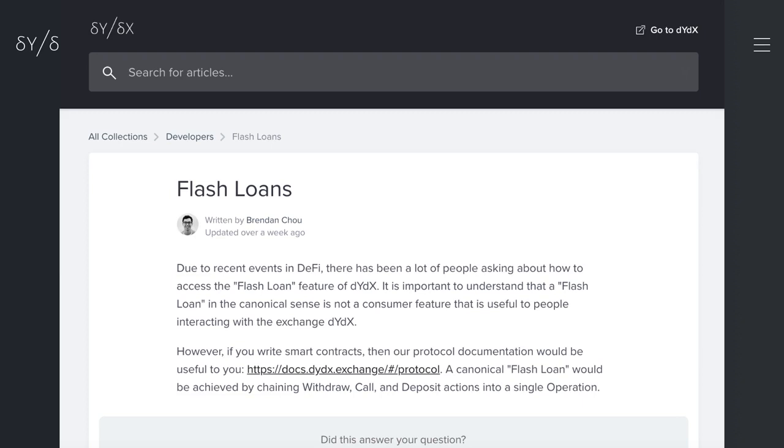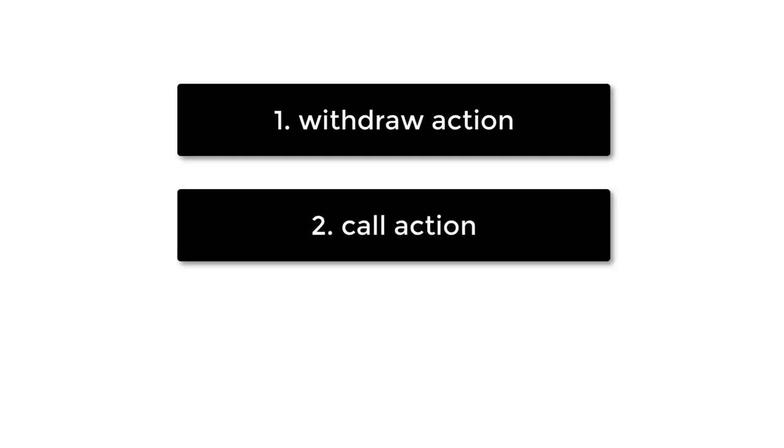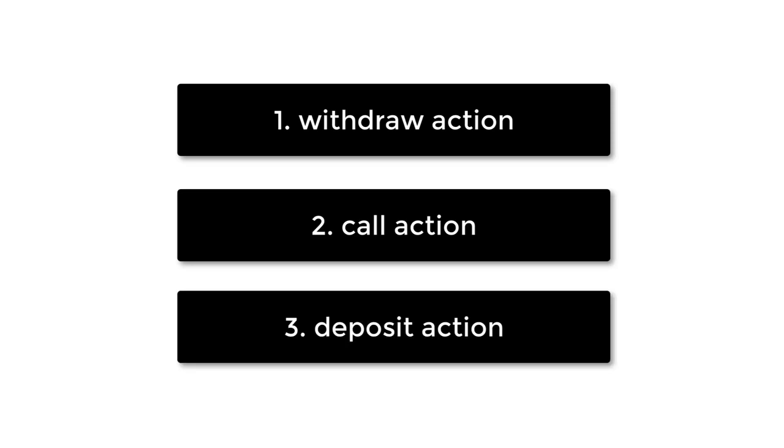So to do a flash loan, we'll first use the withdraw action to borrow our flash loan. Then we will call a function on the same smart contract, and in this function, we will have the arbitrage logic. And finally, we will use the deposit action to reimburse the flash loan.